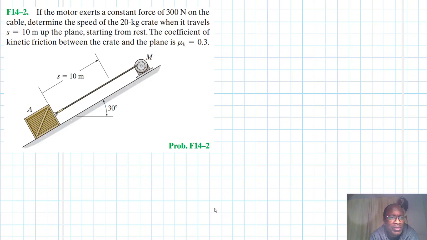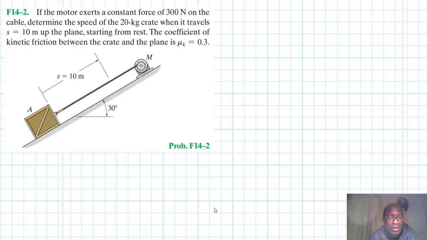The problem reads: if the motor exerts a constant force of 300 newtons on the cable, determine the speed of the 20 kg crate when it travels a distance of 10 meters up the plane starting from rest. The coefficient of kinetic friction between the crate and the plane is 0.3. This problem is from Engineering Mechanics: Dynamics, 14th edition, by R.C.